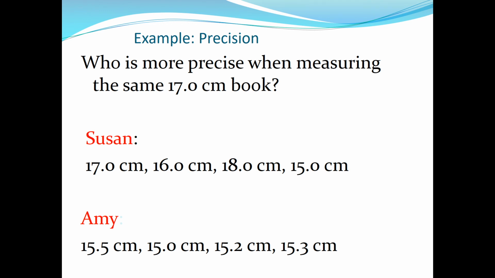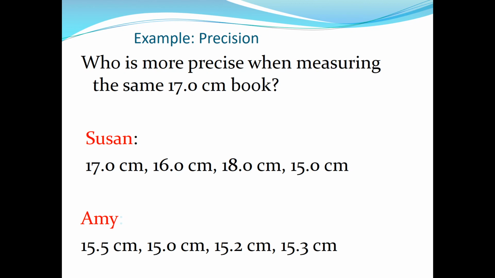So if I were to ask who measured more precisely, Susan or Amy? Amy measured more precisely, but she's far off. We'd say Susan measured more accurately, but Amy measured more precisely. What we try to achieve in science is both accuracy and precision. If your numbers vary by a lot, even though they could be centered around the correct number, it messes up the data because there's a large variety of possibilities.